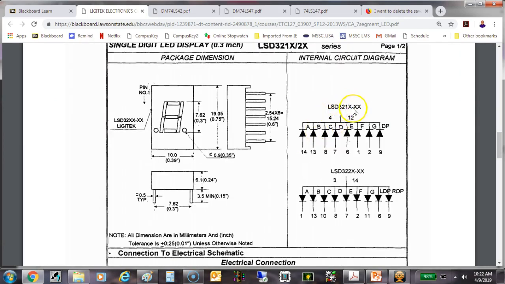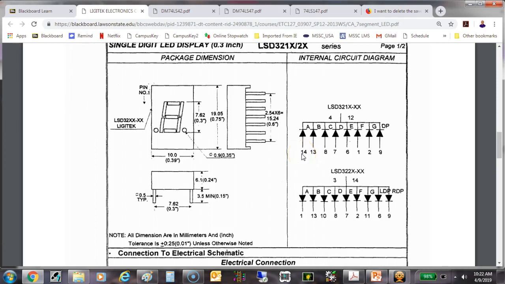We can get this version right here, which is what we call a common cathode. It has all the cathodes inside the 7-segment display connected together, which means we're going to connect pin 4 or 12 to common. You don't have to do both of them. They just bring it out both sides of the 7-segment display so you can get to the common most often. So we're going to turn these things on with a high.